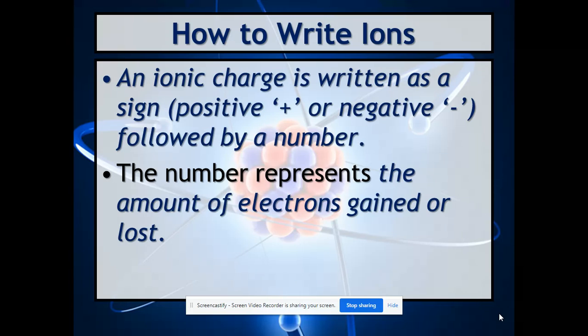Again, the number represents the number of electrons gained or lost. And it's a little bit tricky or backwards in our thinking. Usually when we see something that says +2 or +3, we think, oh, it's gained 2, it's gained 3. But we're going to see here that that's not the case for electrons.